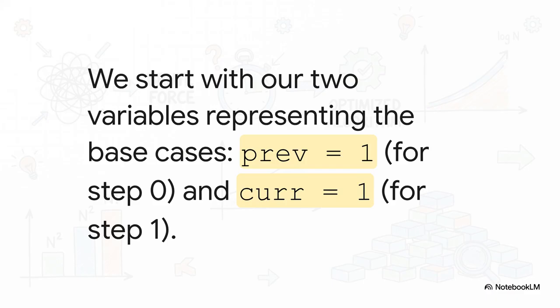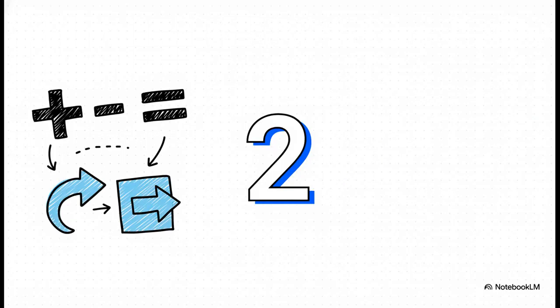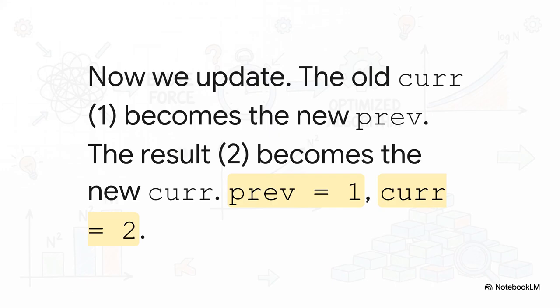Okay, so let's see how this actually works in practice. It's super simple. We start with just 2 variables. Let's call them prev and cur. We'll set them both to 1, representing the answers for step 0 and step 1. All right, now to get the answer for step 2, we just add prev and cur. So 1 plus 1 gives us 2. That's our new current value. And here's the magic trick, the little shuffle. Our old cur, which was 1, now becomes the new prev. And that result we just calculated, 2, becomes our new cur. See how they just leapfrogged over each other?